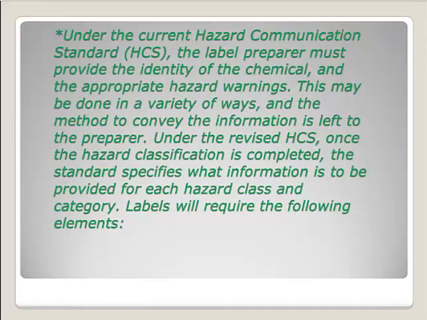Under the current hazard communication standard, the label preparer must provide the identity of the chemical and appropriate hazard warnings. This may be done in a variety of ways, and the method to convey this information is left to the preparer. Under the revised HCS, once the hazard classification is complete, the standard specifies what information is to be provided for each hazard class and category. Labels will require the following elements.